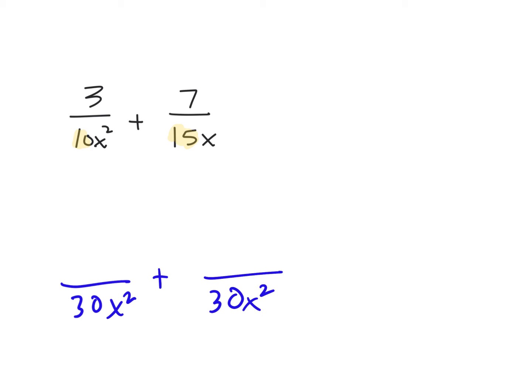Now here's where I get into multiplying top and bottom by what's missing. In order to get from 10x squared to 30x squared, what factor is missing from 10x squared? What do I have to multiply this by? 3. So the factor of 3 is missing. So I multiply the top and bottom. Do you know why I multiply the top and bottom? Because whatever happens to the bottom has to happen to the top. But why? Why do we do that? It doesn't change. How do you know it doesn't change?